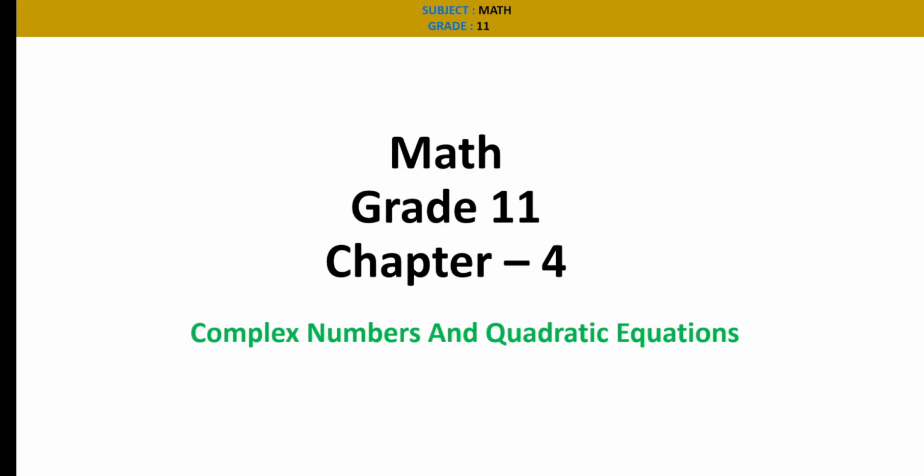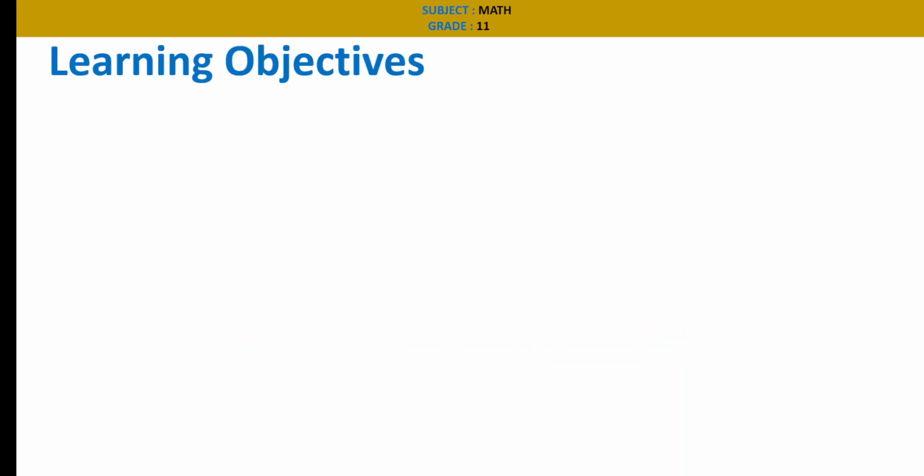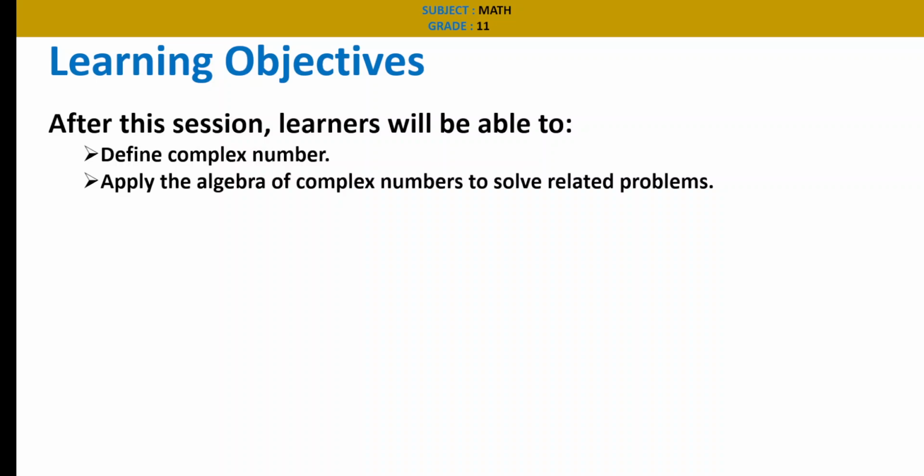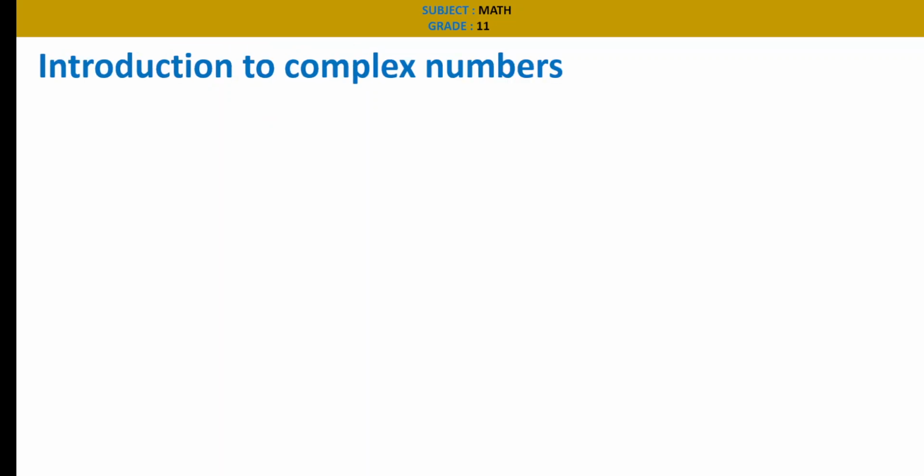Hi all, good morning. Let's start Maths, grade 11, chapter 4. Chapter name is Complex Numbers and Quadratic Equations. Learning objectives. After this session, learners will be able to define complex number, apply the algebra of complex numbers to solve related problems. Introduction to complex numbers.